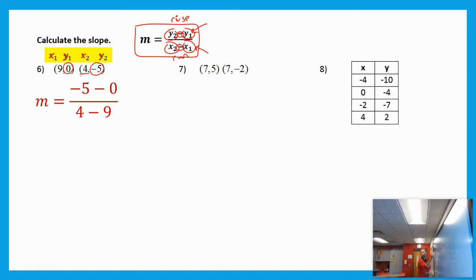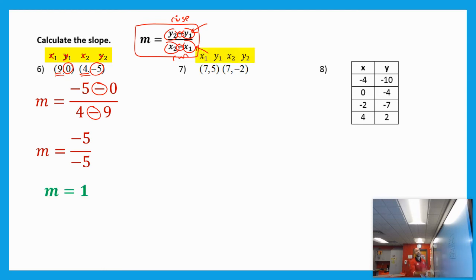So on the bottom, we have 4 minus 9. So notice it's subtracting. We're subtracting those two things. So -5 minus 0 is -5. 4 minus 9 is -5. And then simplify that to just 1.